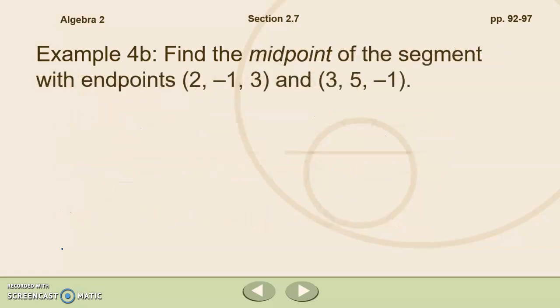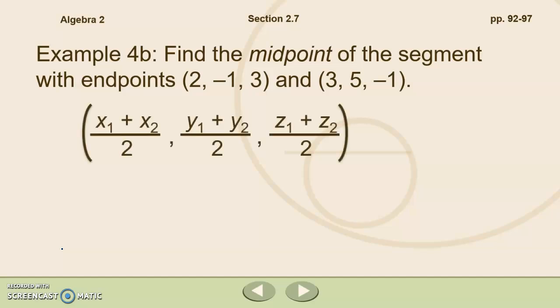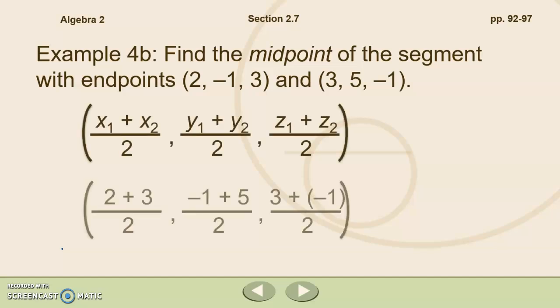What about the midpoint? Try this one on your own and see if you can find the midpoint. Pause the video and come back when you think you've got it. All right, we're going to start with our midpoint formula here. Plug in our different numbers, and we find our midpoint is 5/2, 2, and 1.